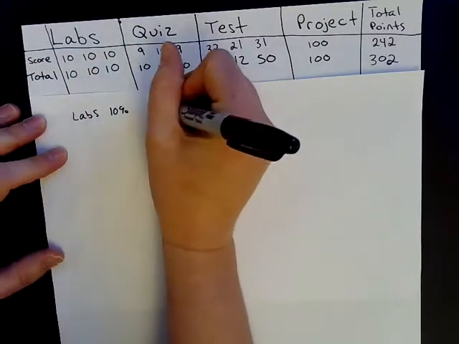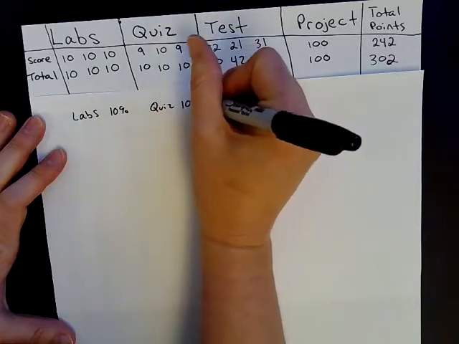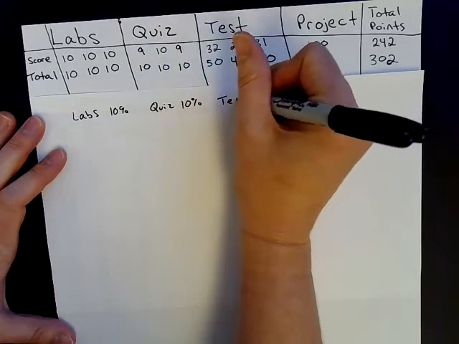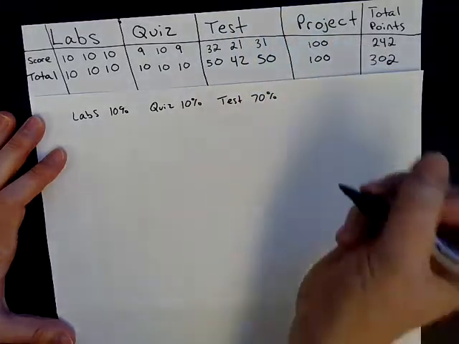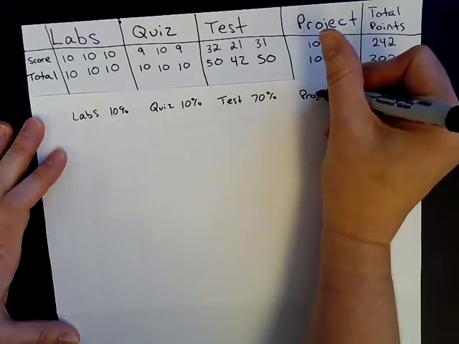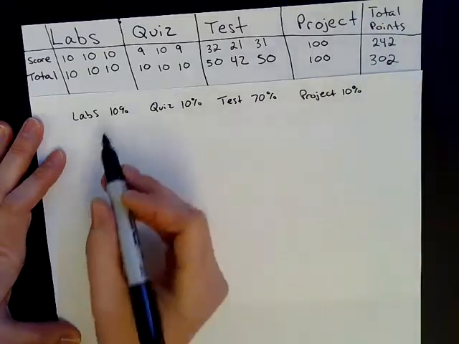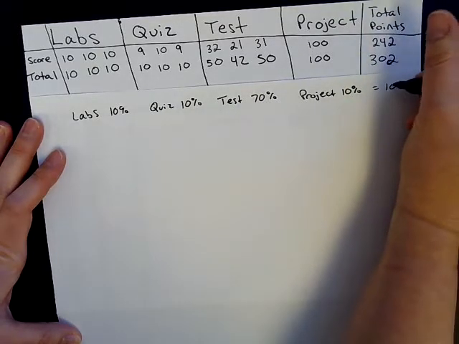The quizzes could also be worth 10%. The test could be worth 70%. And the project could be worth another 10%. So if you add up all the percentages, that's how you get your 100% for the course.